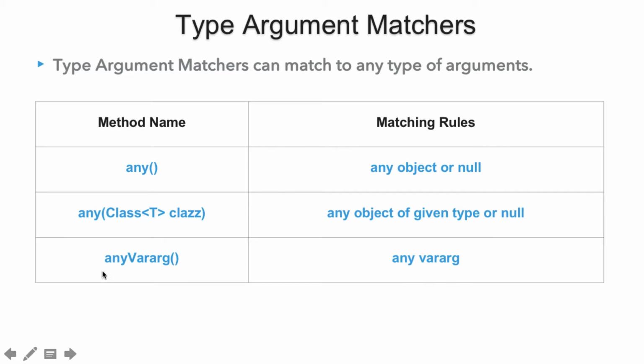And with any vararg, whenever a mock dependency method takes a vararg argument, instead of providing the exact vararg we can simply use any vararg. So friends, when we use these methods, they give us flexibility and a wide range of inputs for which we can do the stubbing of methods or behavior verification.